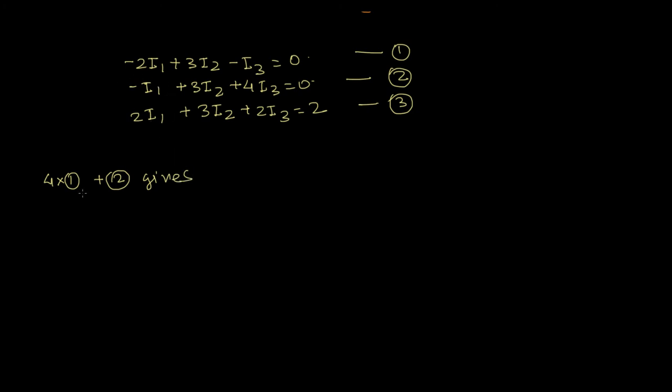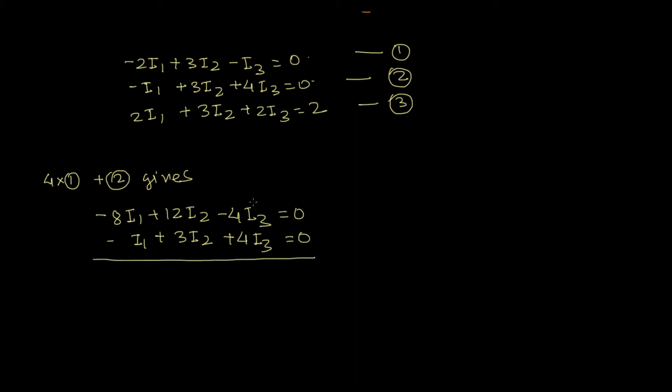It gives you what? So I multiply this by 4. So minus 8I1 plus 12I2 minus 4I3 is equal to 0. Correct? And I simply add it to this. So this is minus I1 plus 3I2 plus 4I3 is equal to 0, and if you add it, this gets cancelled, right? So it goes away. You are left with minus 9I1 plus 15I2 is equal to 0. This I brand equation number 4.